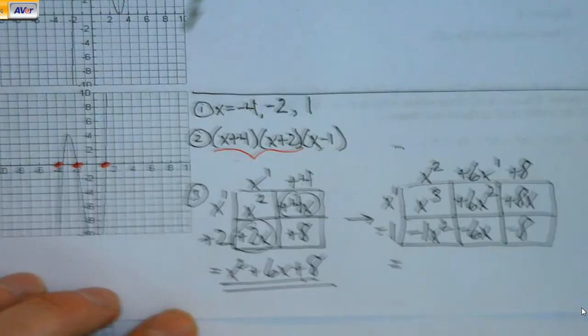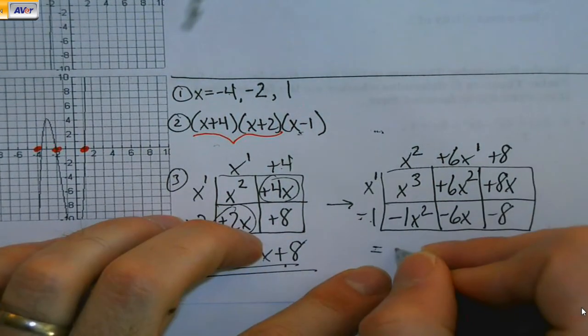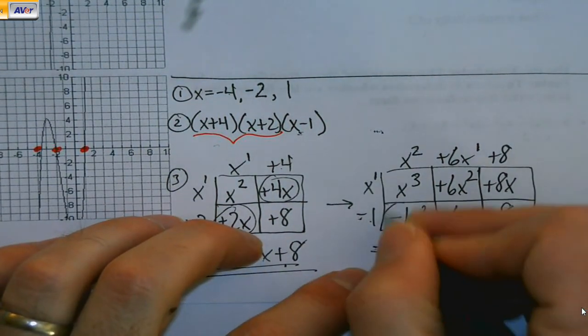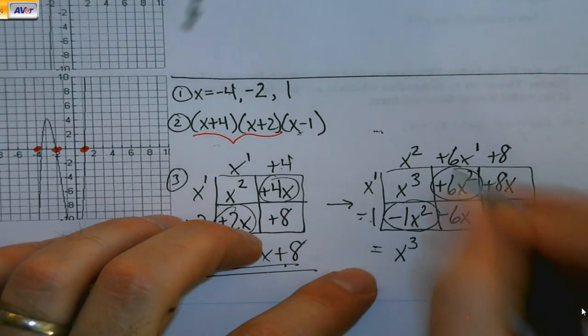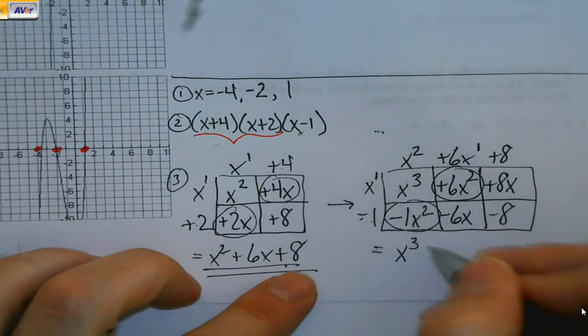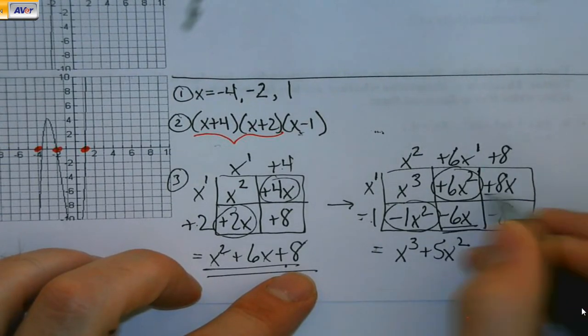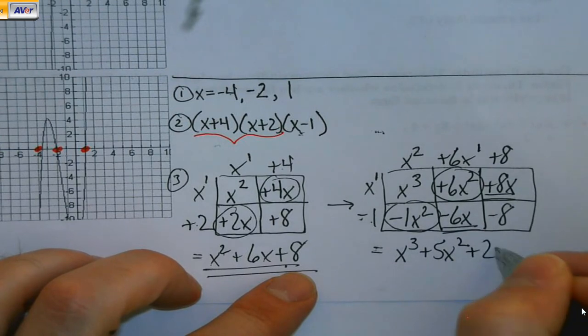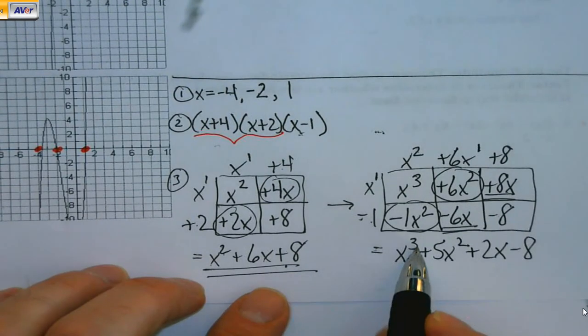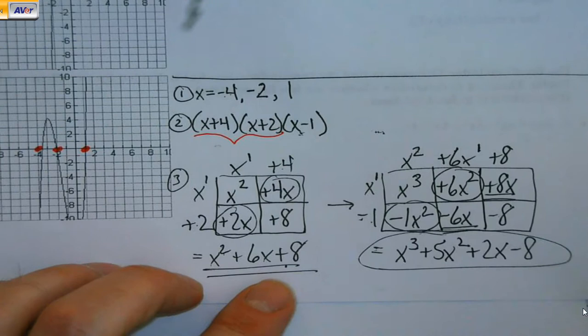And once I get these like terms together, I'm done. So x to the third. Again, once the box is full, we're just combining like terms. We're adding and subtracting. 6 minus 1 is 5. Negative 6 plus 8 is 2. Minus 8. I have a third degree polynomial to go with my 3 zeros. Woohoo!